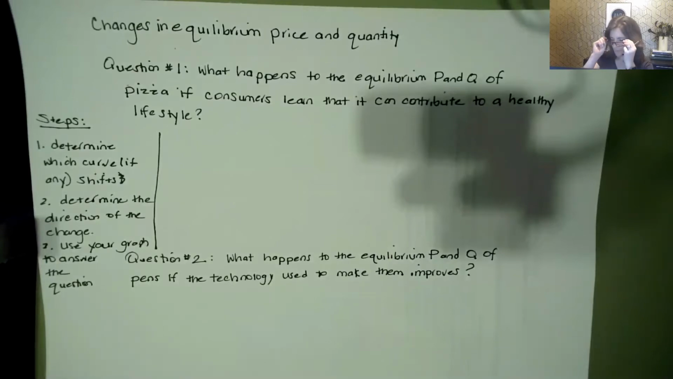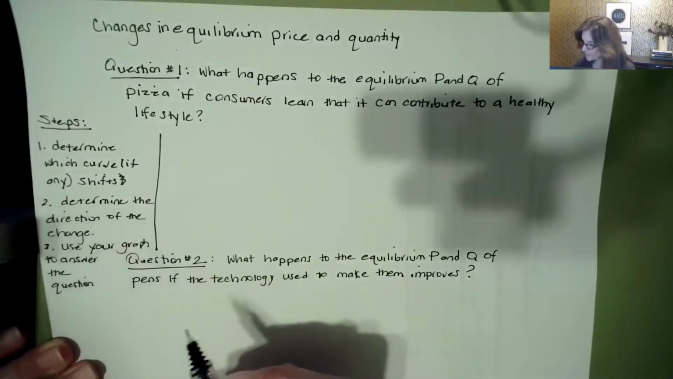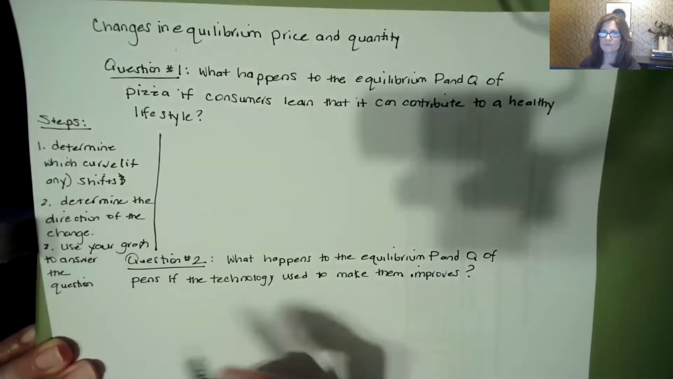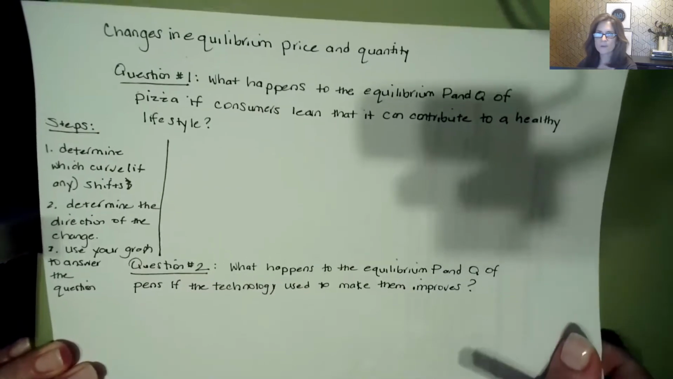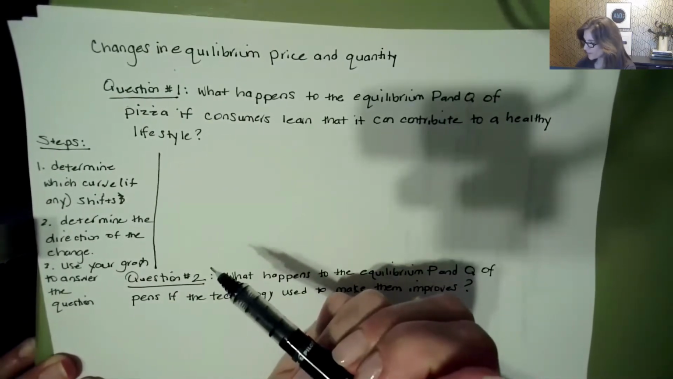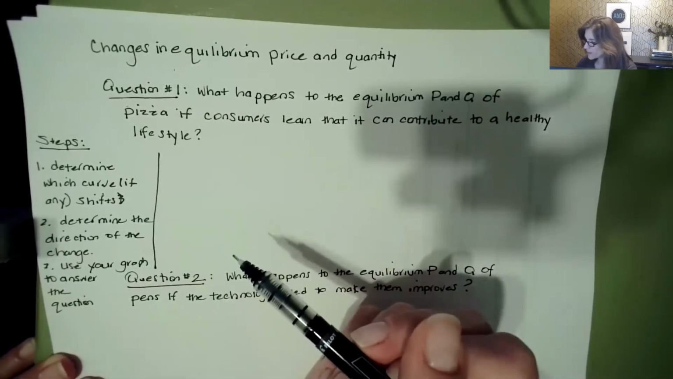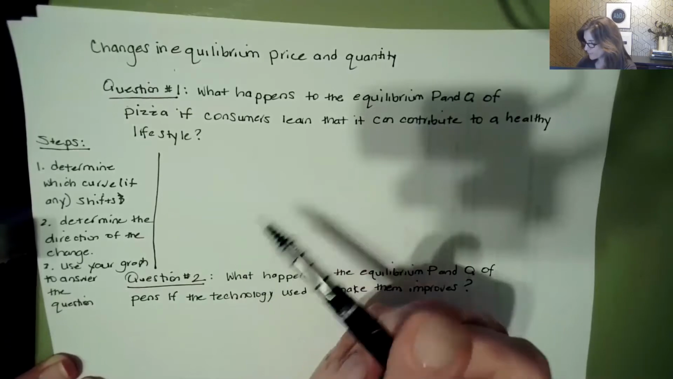So I'd like to go over a couple of questions on shifts in demand and supply and explain how it is that when that happens we have changes in the equilibrium price and quantity. Okay, so the first question is, what happens to the equilibrium price and quantity of pizza if consumers learn that it can contribute to a healthy lifestyle?